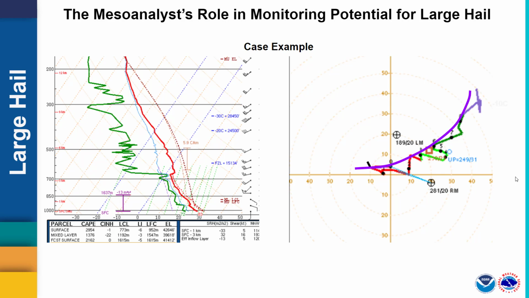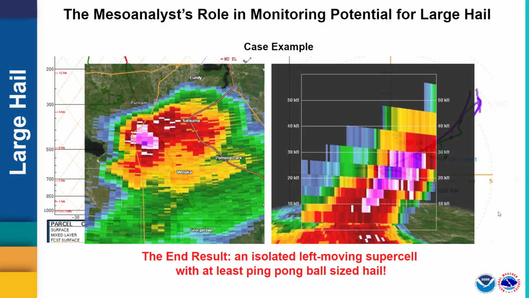On this particular evening, a lone supercell developed in north-central Florida, a dominant left mover with impressive vertical structure supporting at least ping-pong ball-size hail. While the pre-storm environment may be less favorable for this result, the mesoanalyst needs to monitor small-scale environment changes that could lead to this surprise, which was the only significant thunderstorm to develop across the northern half of Florida that evening.